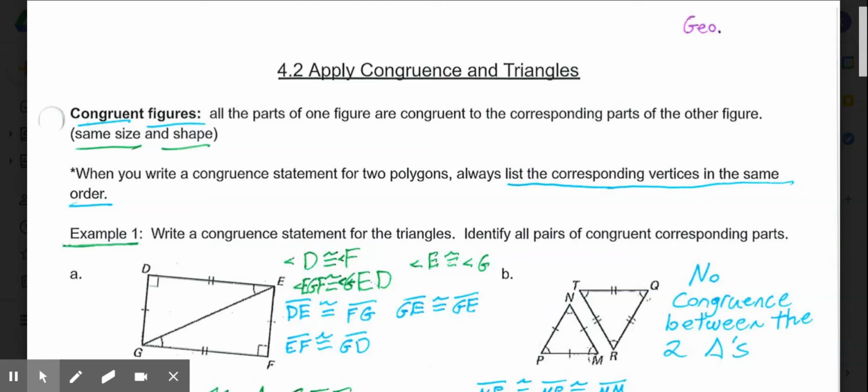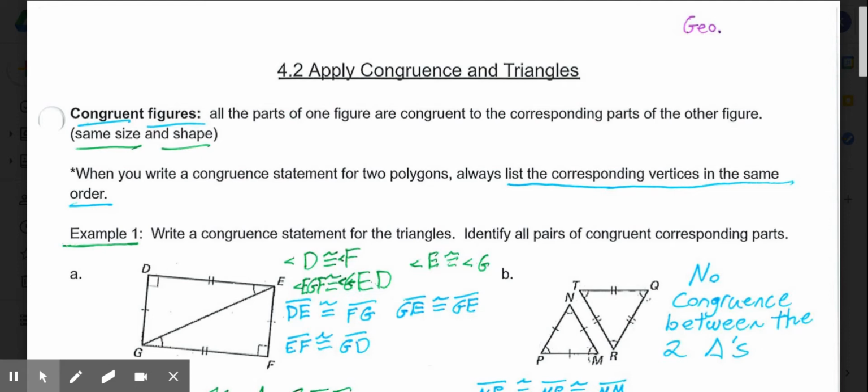Welcome to lesson 4.2, apply congruence and triangles. So in other words, we are looking at the idea of congruence and congruent figures, and we will be applying that mainly to triangles and the idea of being able to state if triangles are congruent or not.